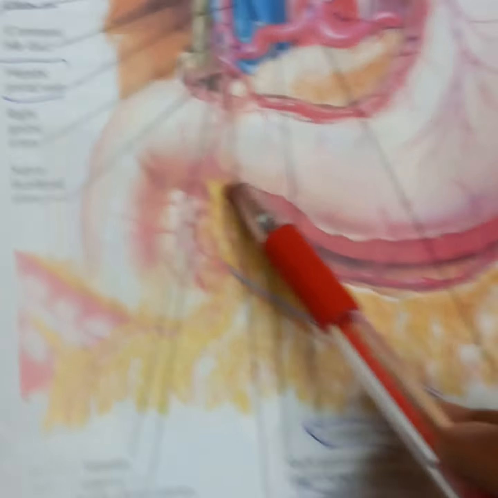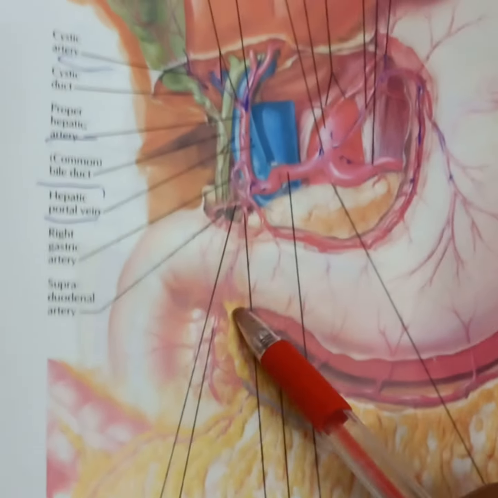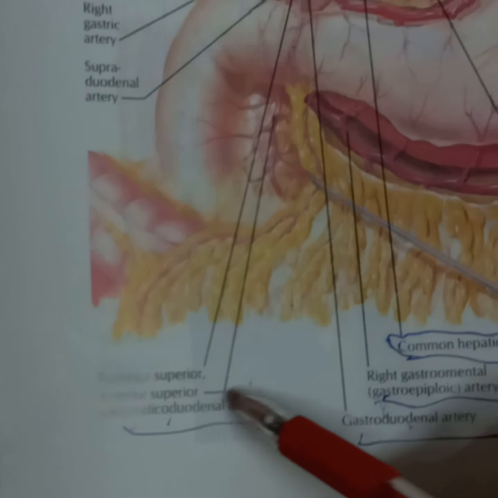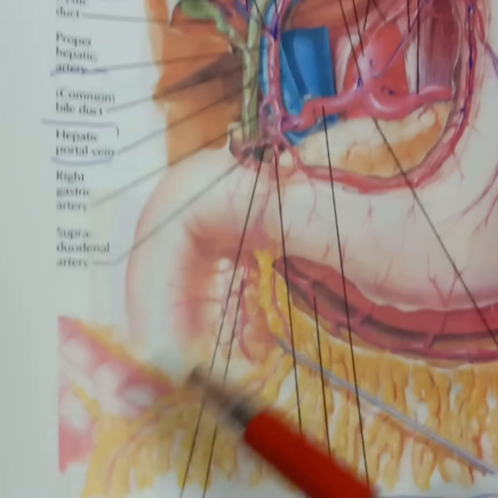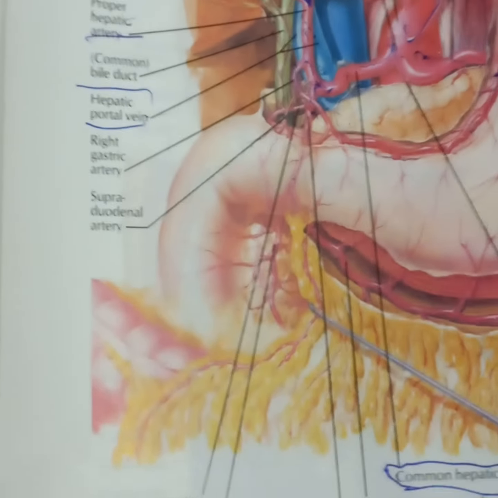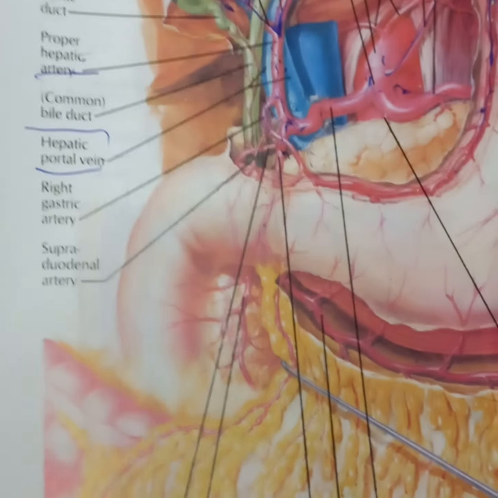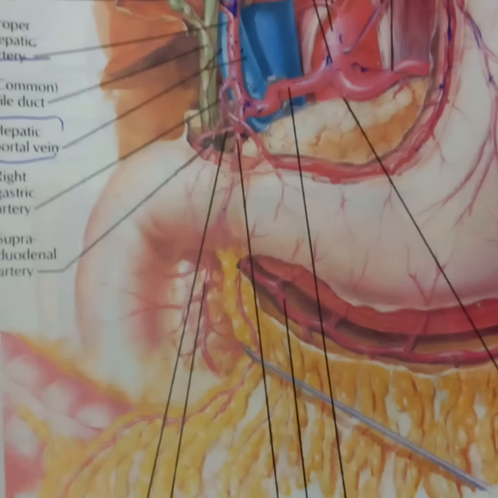And the second branch is the superior pancreaticoduodenal artery. Superior pancreaticoduodenal artery supplies the pancreas, and along with it there is the inferior pancreaticoduodenal artery, which is the branch of the superior mesenteric artery.